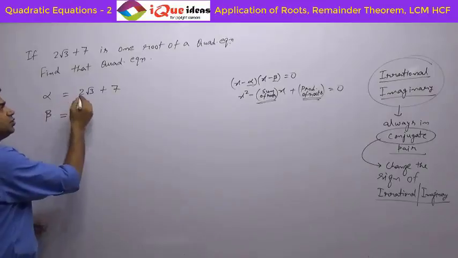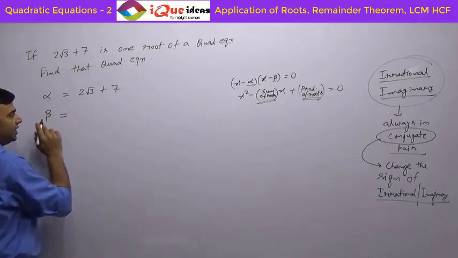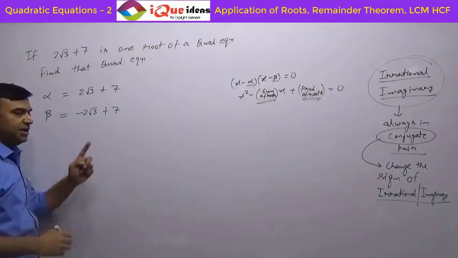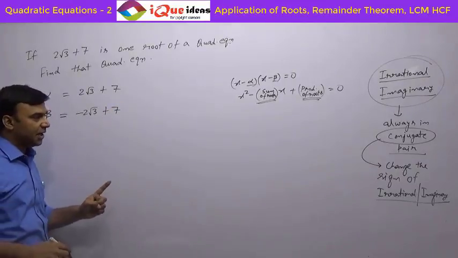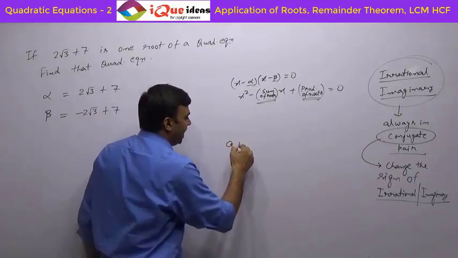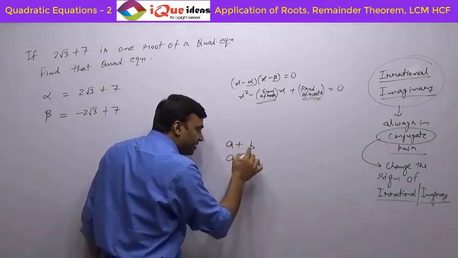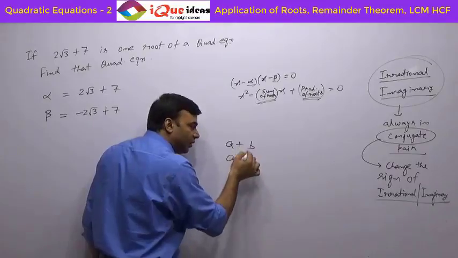So if one root is 2 root 3 plus 7, the other root will be minus 2 root 3 plus 7. Right? This is the point where a lot of people would make a mistake. Remember, when I say a plus b, the conjugate of this will be a minus b, right? But the condition is b has to be the irrational part. Then only we can do this.